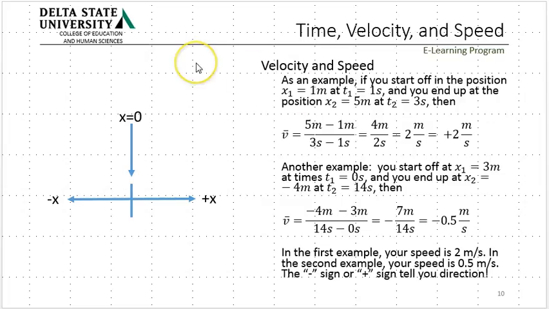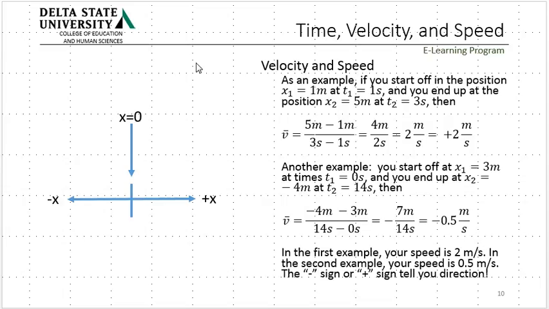So let's look at an example. Suppose I start off at a position x1 equals 1 meter at a time t1 equals 1 second, and end up at x2 equals 5 meters at t2 equals 3 seconds. Then my average velocity is just 5 meters minus 1 divided by 3 seconds minus 1, which is 4 meters divided by 2 seconds, which is 2 meters per second.